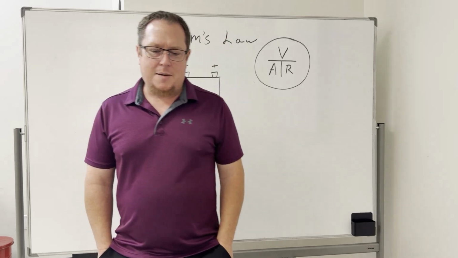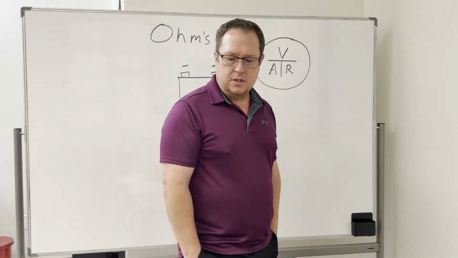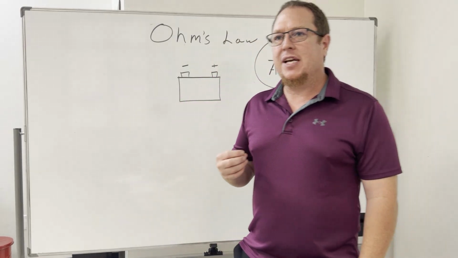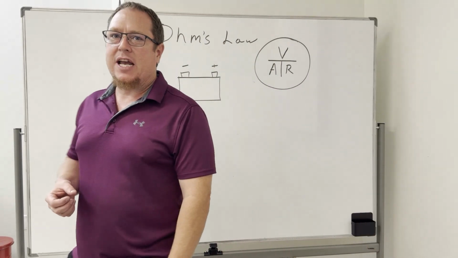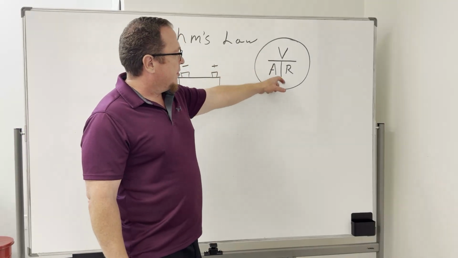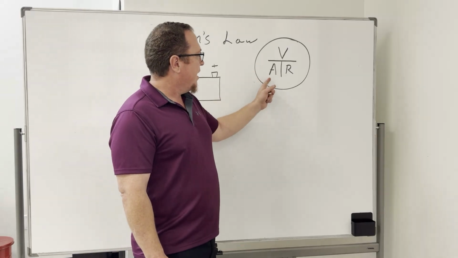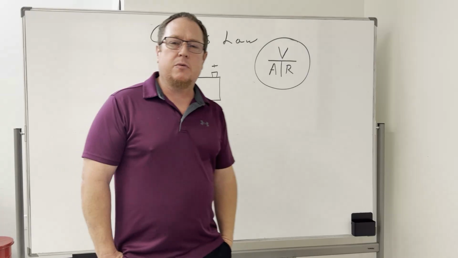All right, so our topic of discussion today is going to be Ohm's law. What is Ohm's law? You may think of Ohm's law as just being a math equation. And while Ohm's law can be expressed as a math equation, voltage divided by amperage equals resistance, voltage divided by resistance equals amperage, amperage times resistance equals voltage.